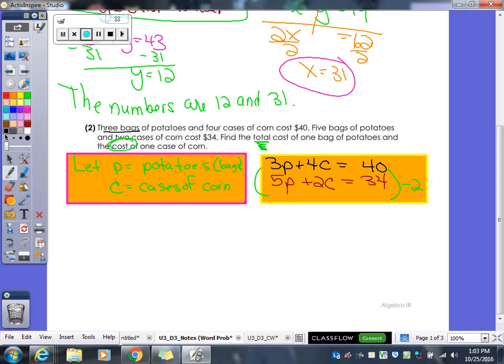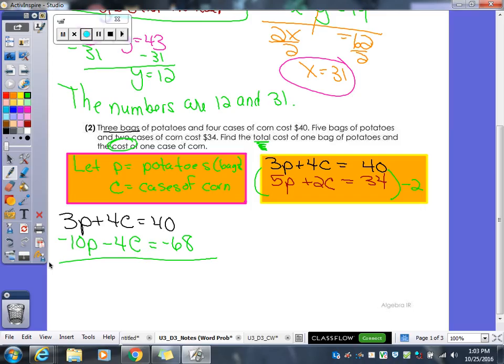Okay, so let's rewrite the first one. 3P plus 4C equals 40. Multiply the bottom by a -2. Negative 10P minus 4C equals negative 68. What happens to the C's now? They cancel. What's the word I like to use? Begins with an E. This is elimination method because I'm eliminating those C's.